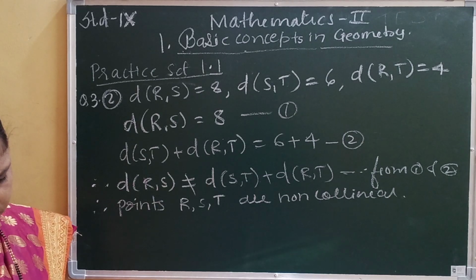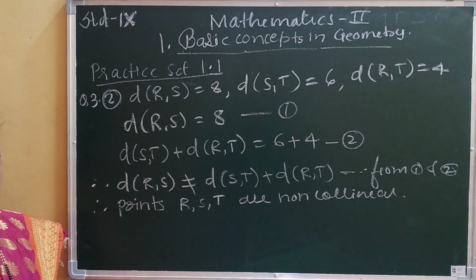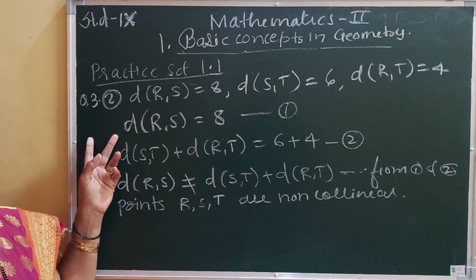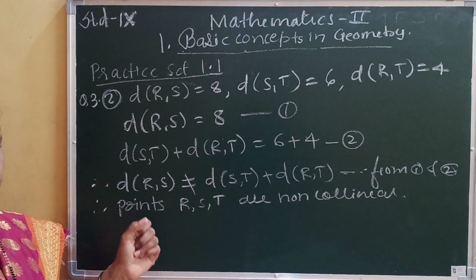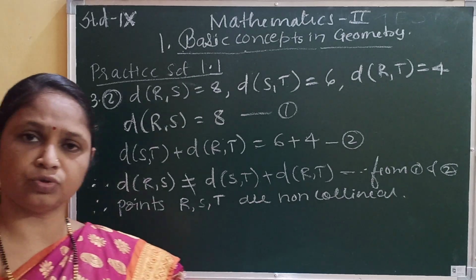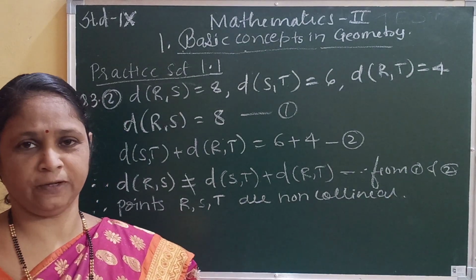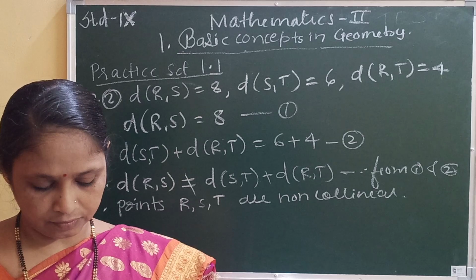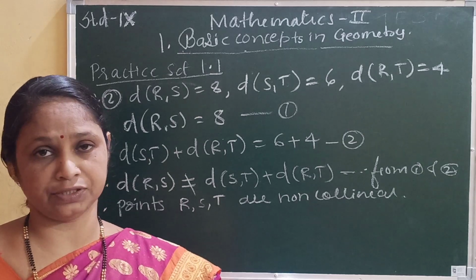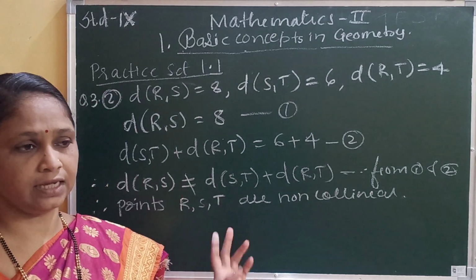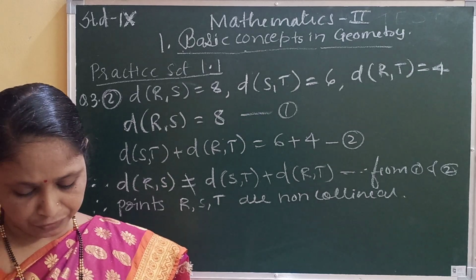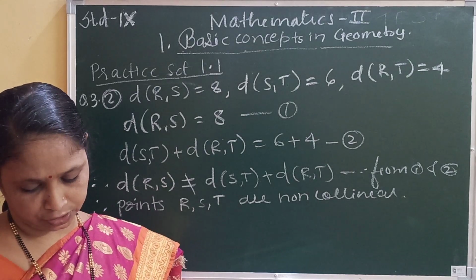Next, see examples 3, 4, 5, 6. See, one I have shown of a collinear example and the other I have shown you of a non-collinear one. So like this, these are the 4 examples you have to solve by seeing these examples. Now we will move on to the fourth question.